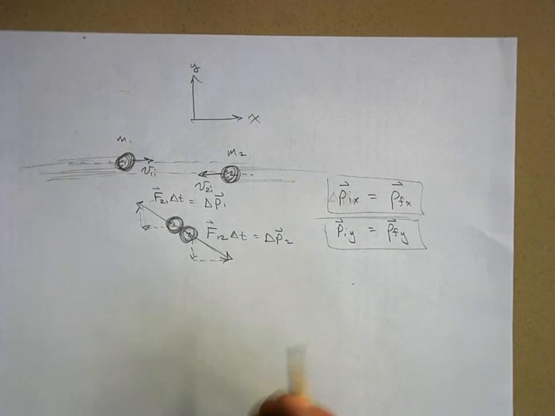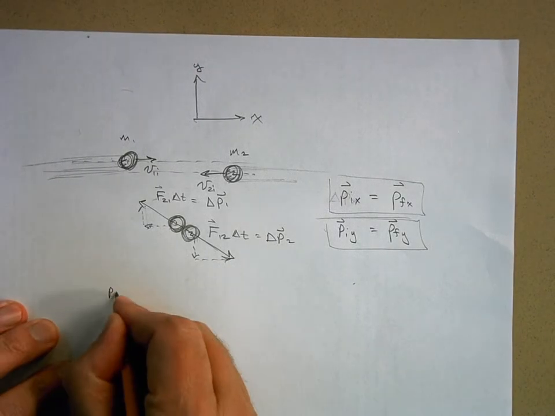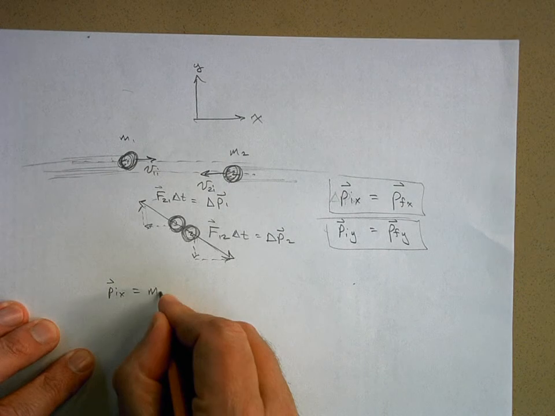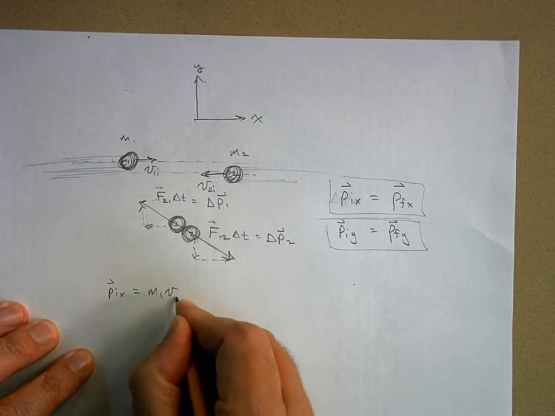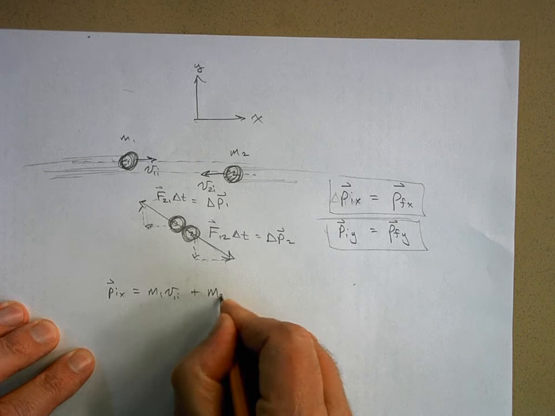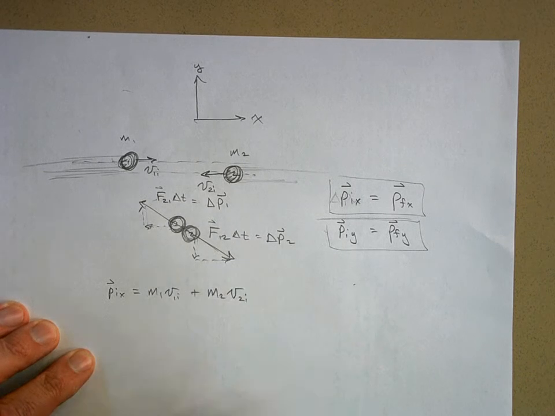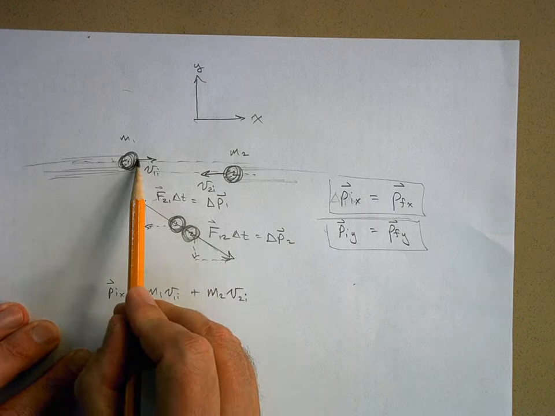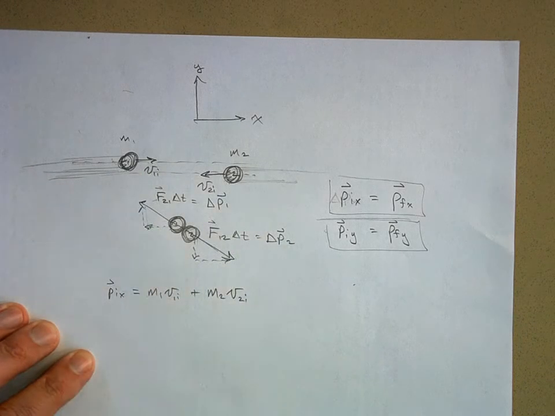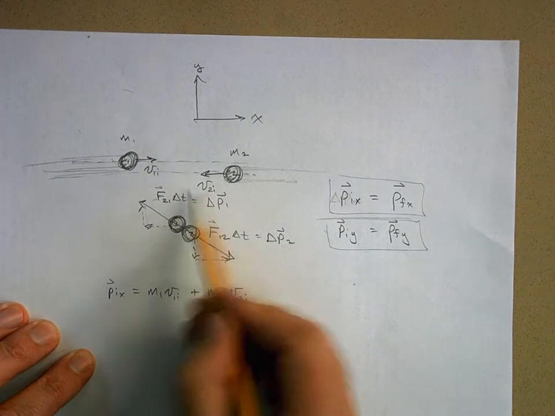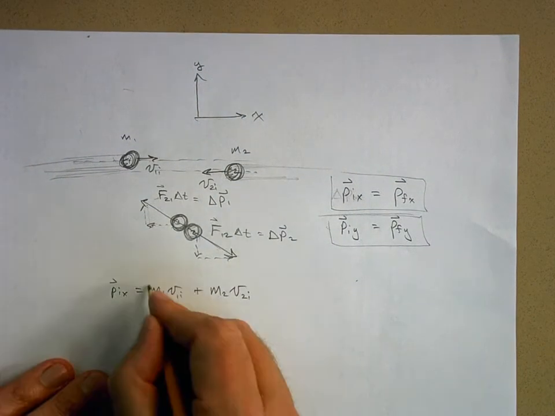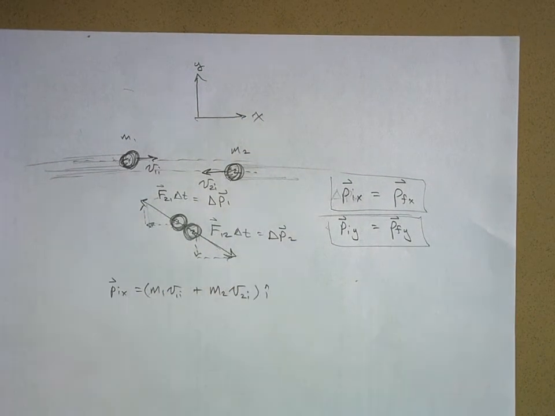well, in the x direction, I would look at, okay, this is M1 V1 initial plus M2 V2 initial. Okay? Because both of these velocities are in the x direction. This one's negative. This one would be negative if I gave it a value. And you can say this is all in the i hat direction, right? Make it a vector.